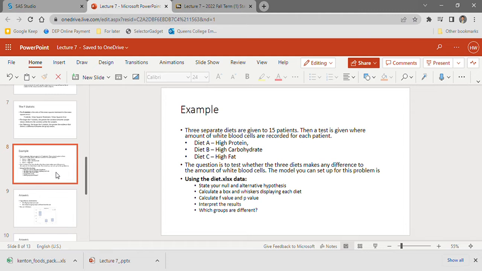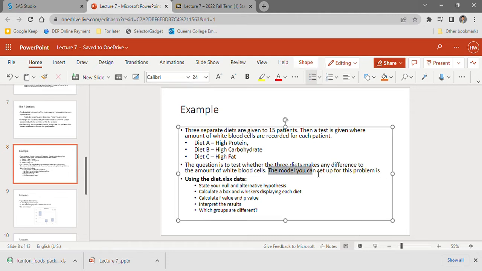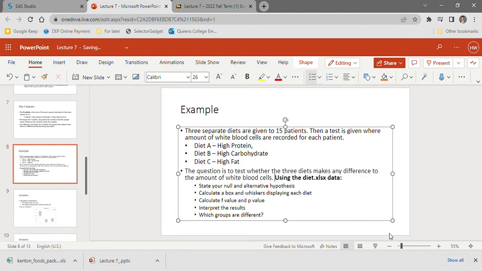The question is to test whether the three diets make any difference to the amount of white blood cells. Oops, I got a little cut and paste error here. Sorry, everyone. You can just go ahead and delete that from your slides.